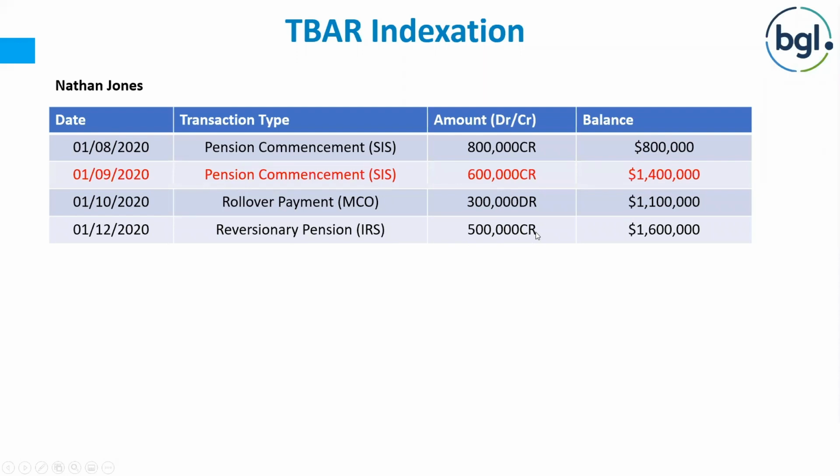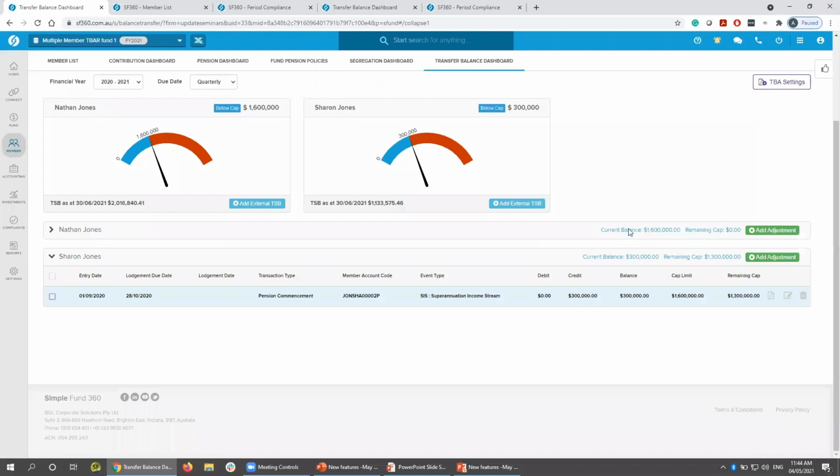Now, in terms of the indexation, in order to calculate the unused proportion, the rules state that you need to identify what is the highest credit. It's based upon the highest credit, not the current balance or the current credit balance. It's your highest credit balance. So in this particular scenario, what are the rules? Based on what, I guess, balance is the indexation calculated on? Let me first jump into Simple Fund and show you how those 4 events would show in Simple Fund 360.